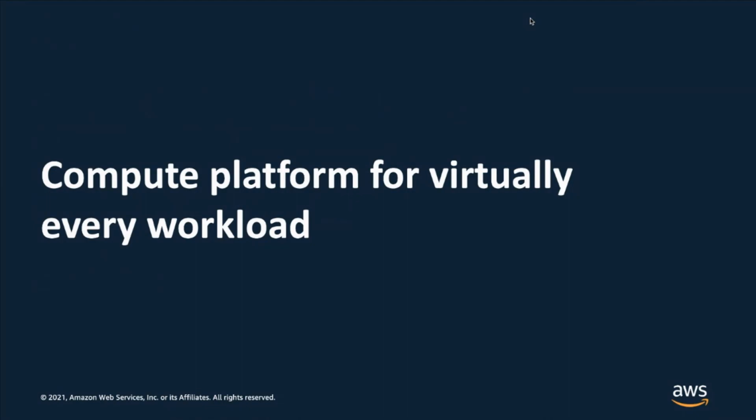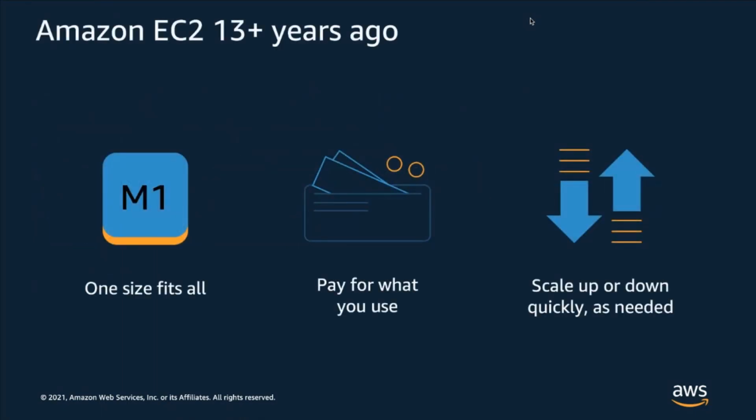All right, so as I mentioned earlier, AWS provides a compute platform for virtually every workload. And what does that mean essentially? To understand this, let's take a quick trip back in time. 13 plus years ago, Amazon EC2 was a very simple place. We had a single instance type called the M1. Basically had a single size at launch, so one size to fit all, basically.